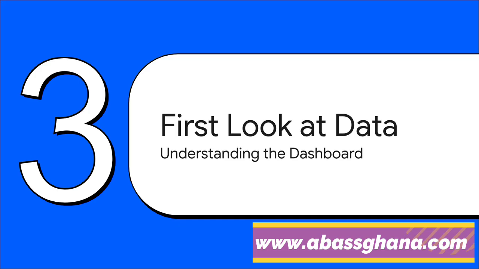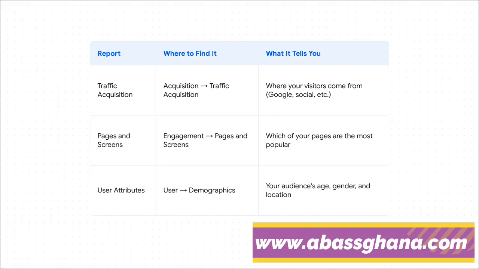So now for the payoff, right? It's time to turn all that raw data into actual insights. Let's look at the key reports you can use right away to start learning about your audience. Look, don't get overwhelmed by all the menus. Just focus on these 3 to start. Traffic acquisition tells you how people found you. Was it a Google search, a link on social media? Then, pages and screens tells you what they liked. It shows you which pages are a hit and which are a miss. And finally, user attributes tells you who they are, giving you basic demographics. Together, these 3 answer the biggest questions you have about your website.